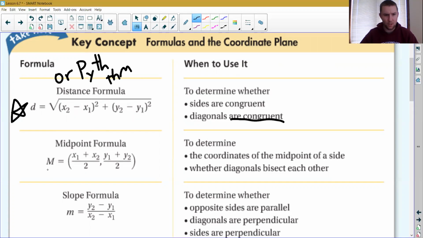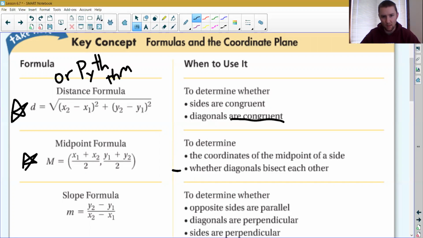The next thing that we're going to use is the midpoint formula. So the midpoint formula is how we find the midpoint of a segment. So what we can do is use the midpoint formula to determine if diagonals bisect each other, okay? So that's sort of the only way that we might have to use this one.